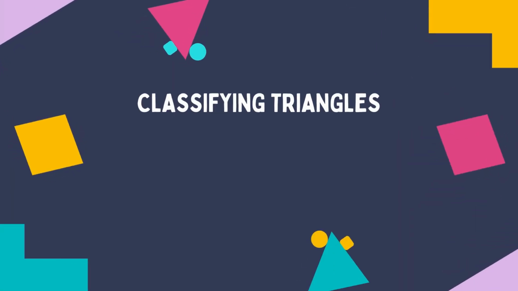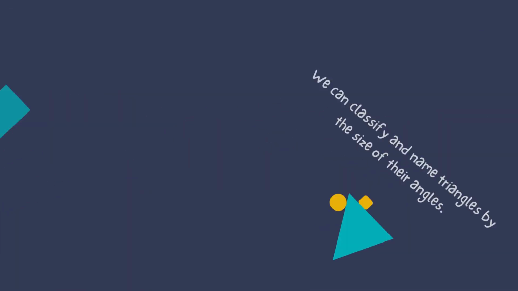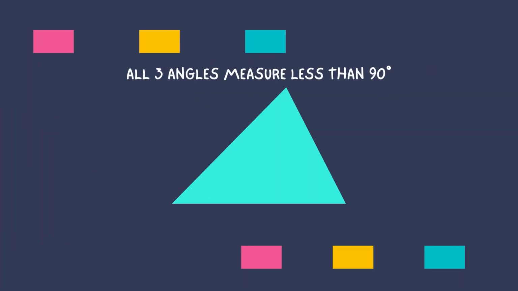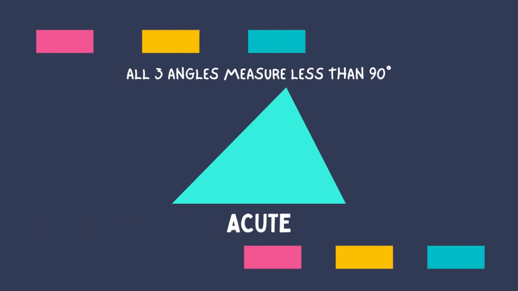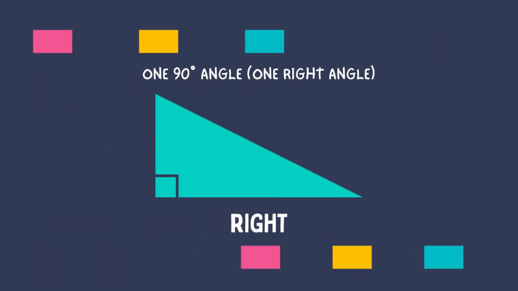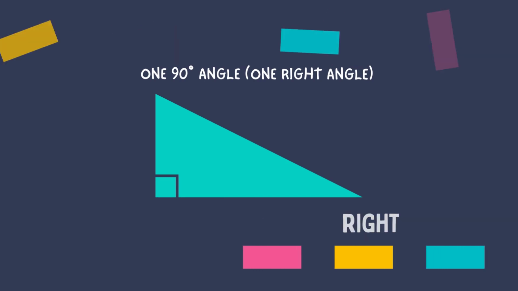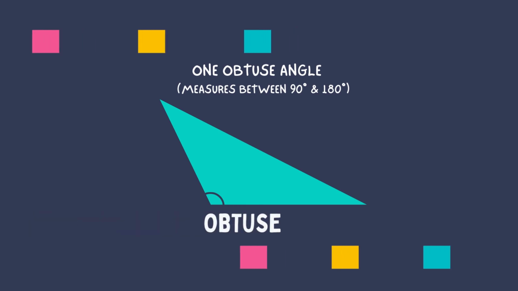We can also classify triangles by their angles alone. Triangles with all 3 angles measuring less than 90 degrees are called acute triangles. This is because all 3 angles are acute. Triangles with 1 right angle are called right angle triangles or right triangles. Triangles with 1 obtuse angle are called obtuse triangles.